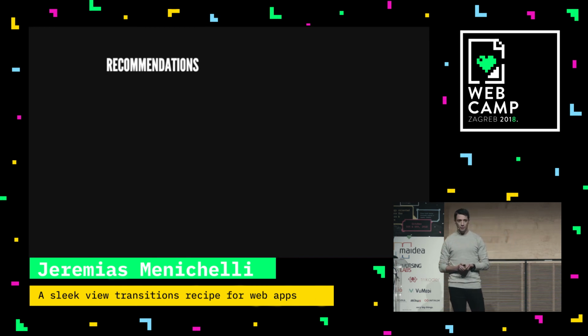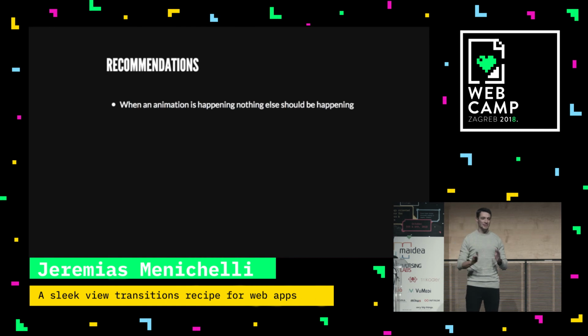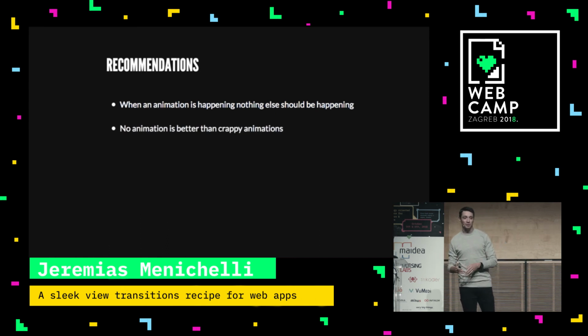So the first one is that when an animation is happening, nothing else should be happening. So if you're parsing a resource, if you're fetching data, if you're updating the DOM, if you're doing something, try to move your animation out of that time. Animation and performance get hit super easily by anything happening on your application. If you can't do it, actually don't do any animation. No animation is better than a crappy animation.